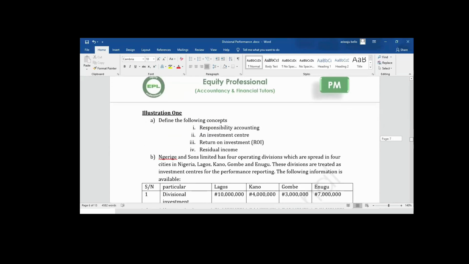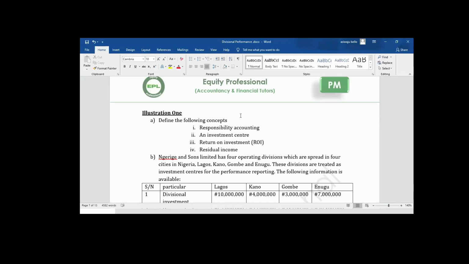Illustration 1. Define the following concepts. Okay, who is reading, please? Joy. Oh, Joy. Okay. Define the following concepts. Responsibility accounting, an investment center, return on investment, residual income. All right, that is for 4 marks. No, please, let's answer the first one.